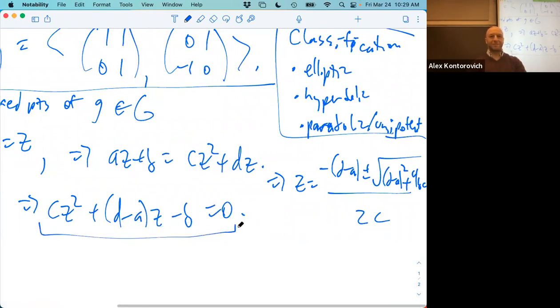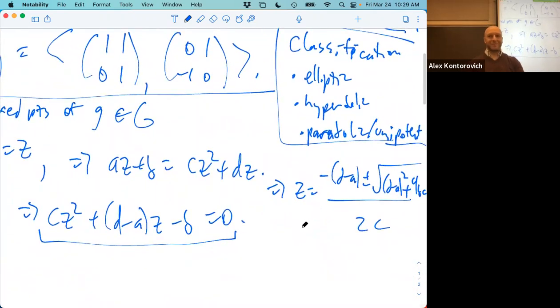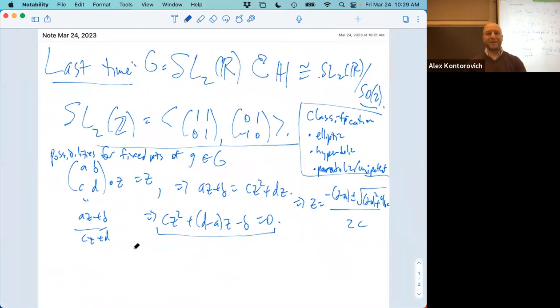Okay, yeah. G in this case, you said, was SL2R. SL2R, yes. We're in determinant one. That's right. Okay. Yeah, that's going to become relevant in just a second.